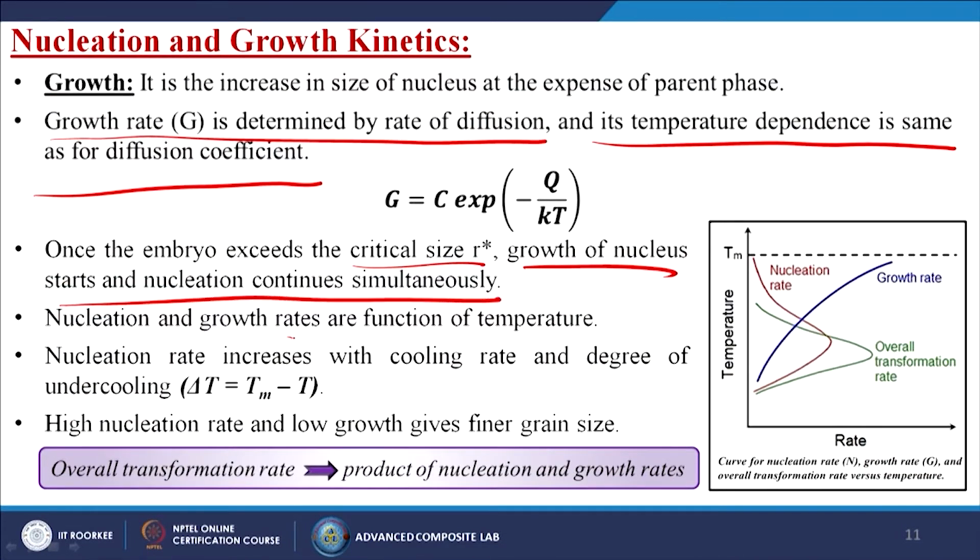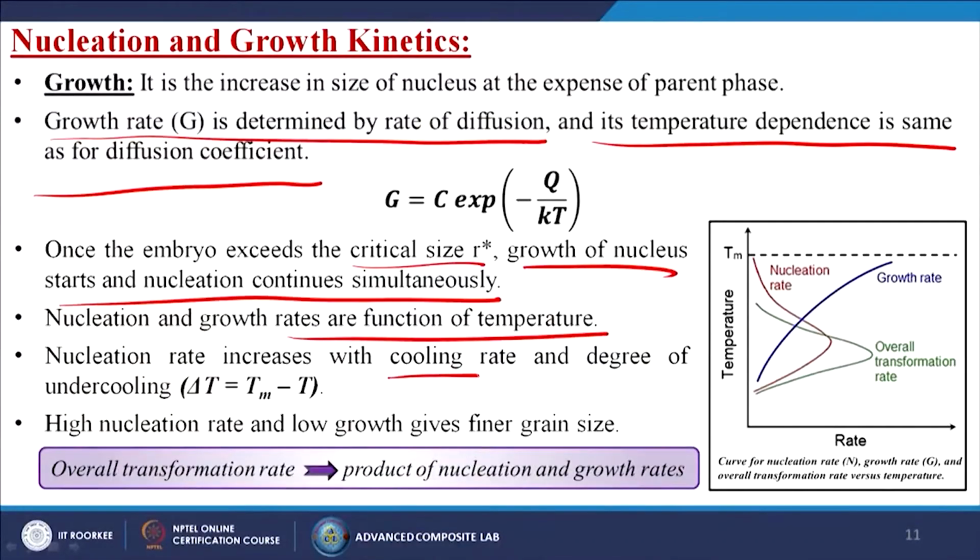Nucleation and growth rates are functions of temperature, that means all the embryos are not going to be born. So, it should first reach the critical diameter, or maybe the critical radius, and then after that the nucleation or maybe the grain growth will be taking place. Nucleation rate increases with cooling rate and degree of undercooling, that means del T is equal to Tm minus T, where Tm is the melting temperature. High nucleation rate and low growth gives the finer grain size.